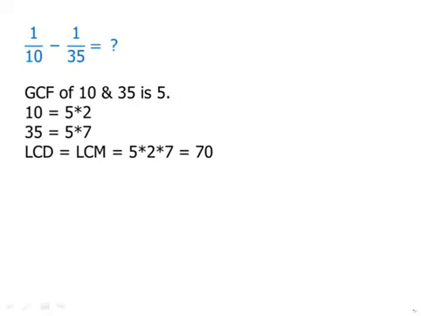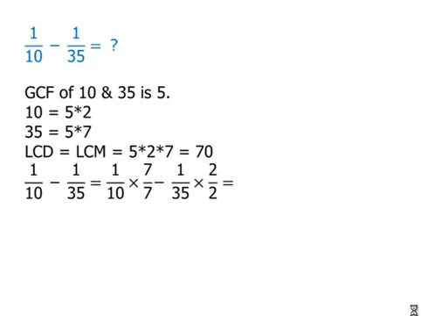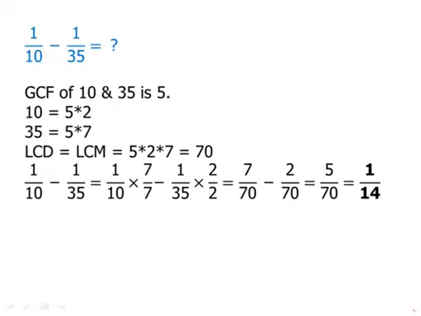So we want to give each one of those fractions a denominator of 70. So that means that the first one will multiply by 7 over 7. The second one will multiply by 2 over 2. We'll get 7 over 70 minus 2 over 70. That gives us 5 over 70, which we can simplify to 1/14. And that is the actual answer that would appear on the test.